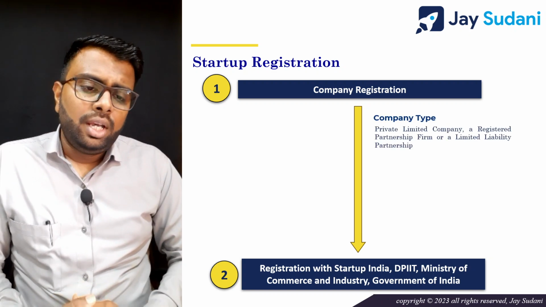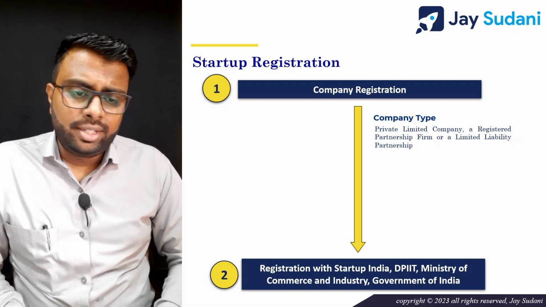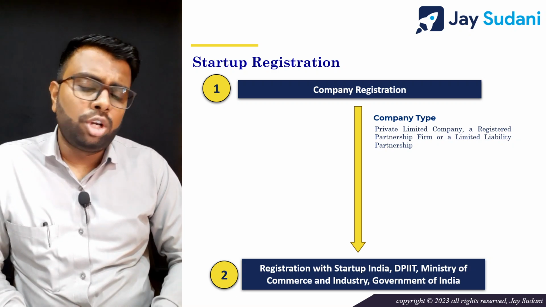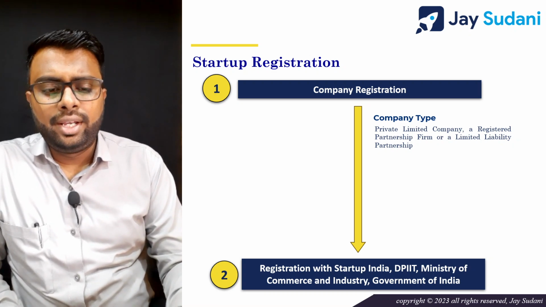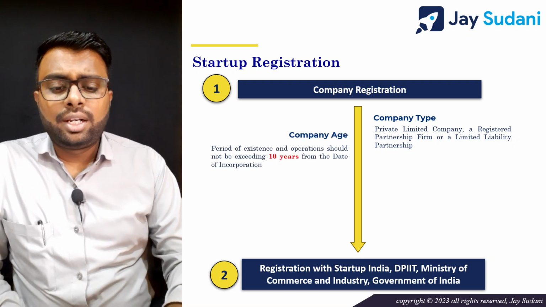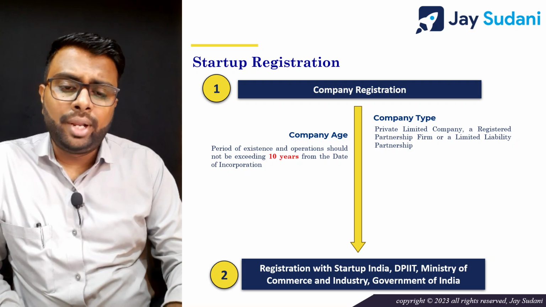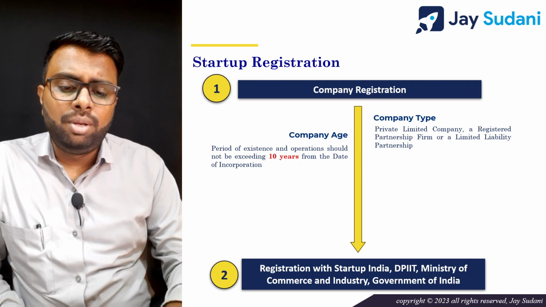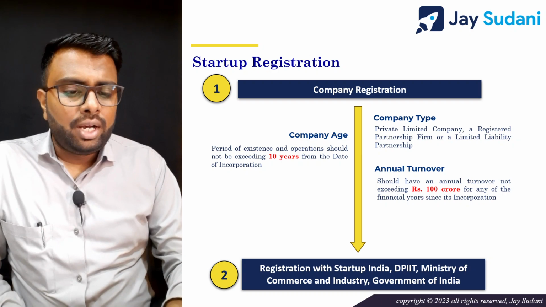Number one, the company should be incorporated as a private limited company, registered partnership firm, or limited liability partnership. So if you have these 3 types of incorporation, you are eligible for getting recognition as a startup. Then the company's age should not exceed 10 years. So when you're applying for a startup, at that point of time, the company should not be more than 10 years old.